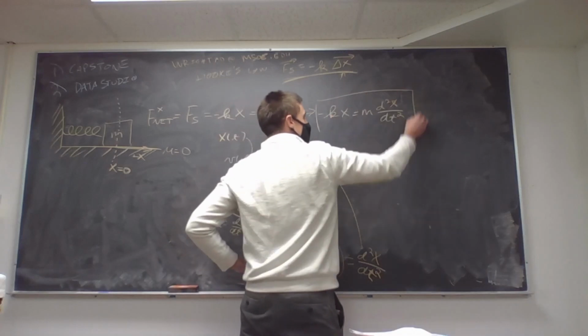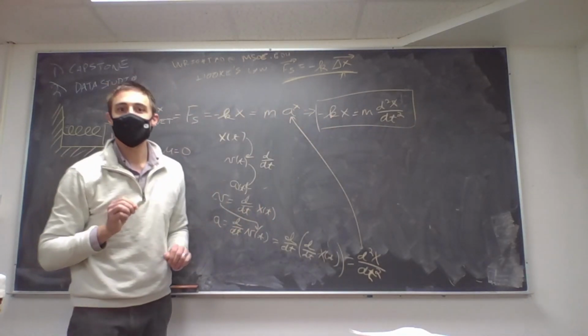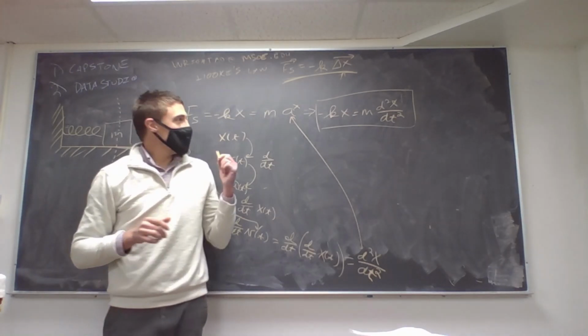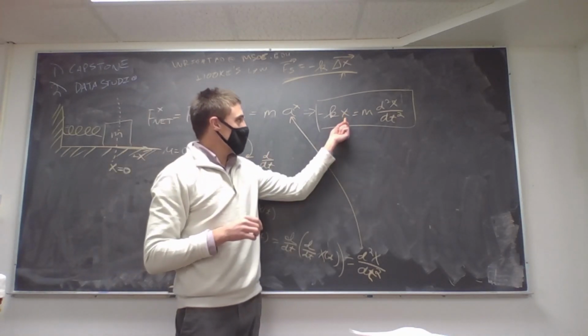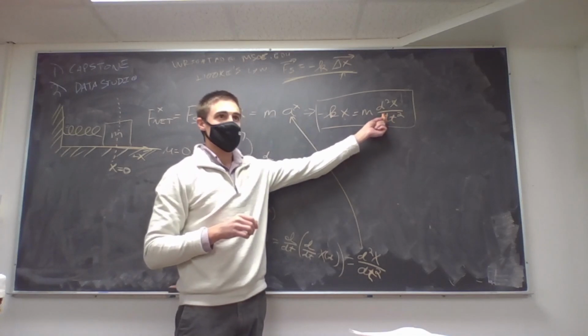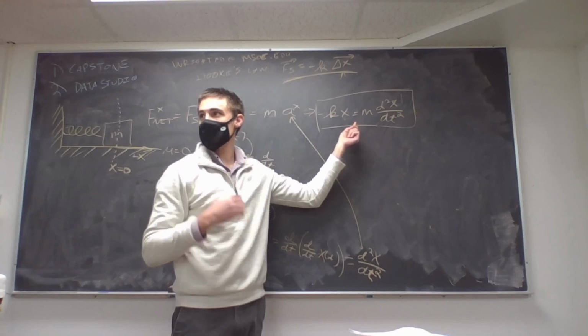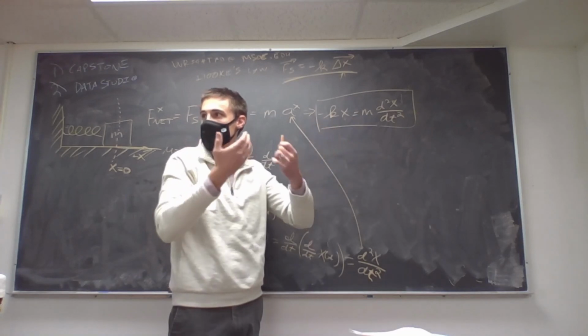Okay, this is what's called a differential equation. A differential equation is something that relates a function to the derivatives of that function. Right? So x is not a single value in here. x is a family. x is a function. It's a function of time.